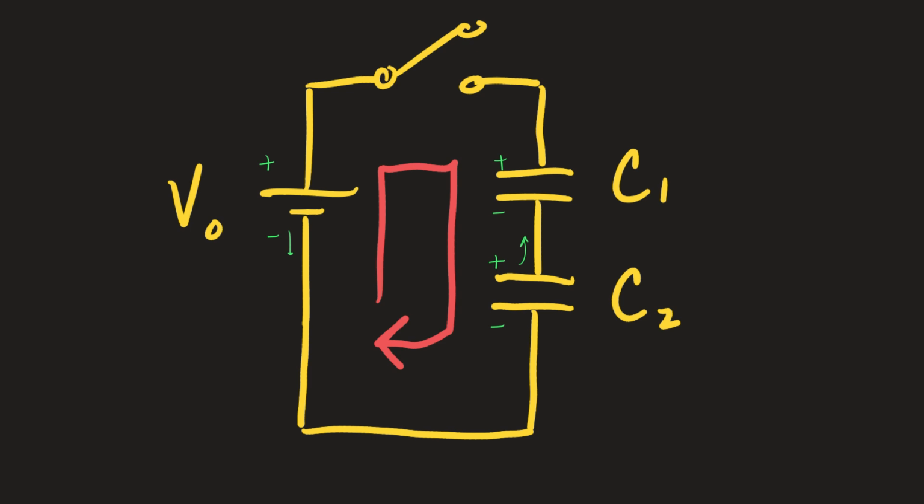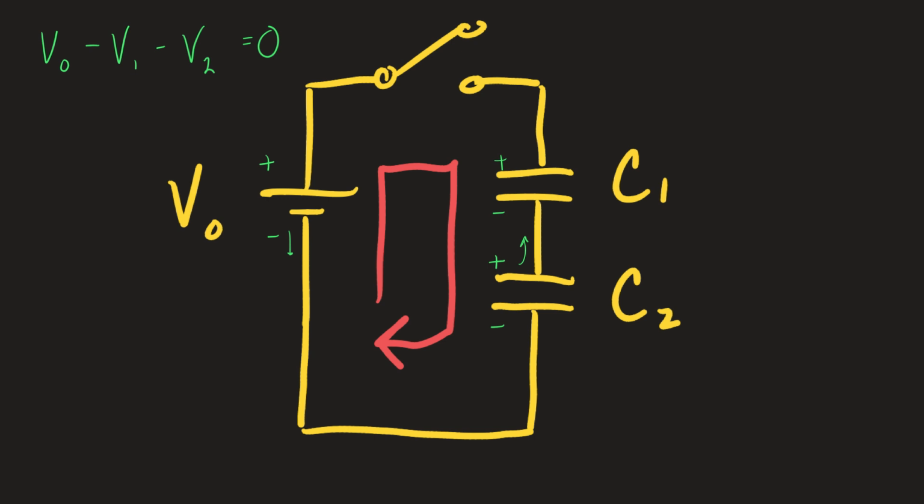So now if you take a look at this particular loop, you'll notice that we are going to add potential because we're going from the negative side to the positive side of the battery. Then we'll subtract a potential difference across capacitor 1. And then we'll subtract a potential across capacitor 2. And now we're back to where we started, so this sum has to be equal to 0. That's how you apply Kirchhoff's law to a single loop within your circuit.